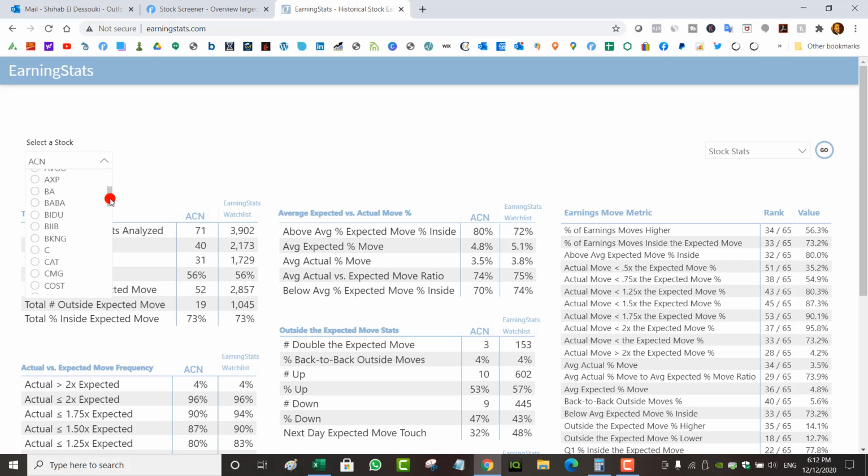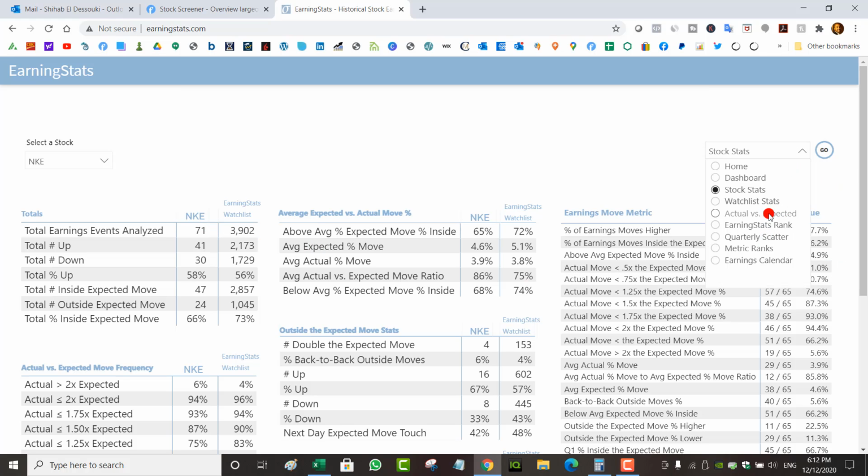And then let's look at Nike just for fun. I think Nike was a winner last time. I don't know if it's going to be a winner again this time. So let's look at Nike. So you can see 58% of the time it went up after earnings, and then 8 out of 71 it went below expected move after earnings.